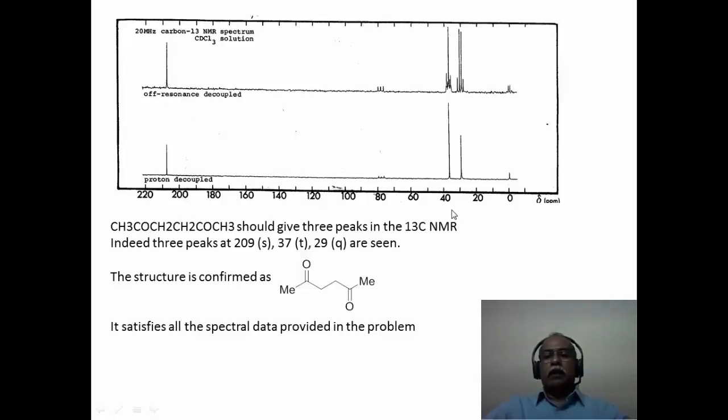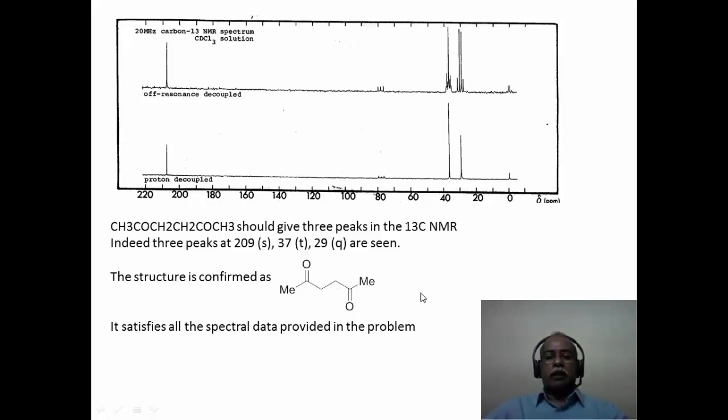Then comes the peak around 38 ppm or so, which would correspond to the CH2, which is a triplet in the half resonance spectrum. The terminal CH3 comes around 29 ppm or so, which is a quartet in the half resonance spectrum. The three lines that you see are because of the CDCl3 solvent carbon, which comes around 77 ppm. So the structure shown here, hexane-2,5-dione, is the correct structure of the compound.